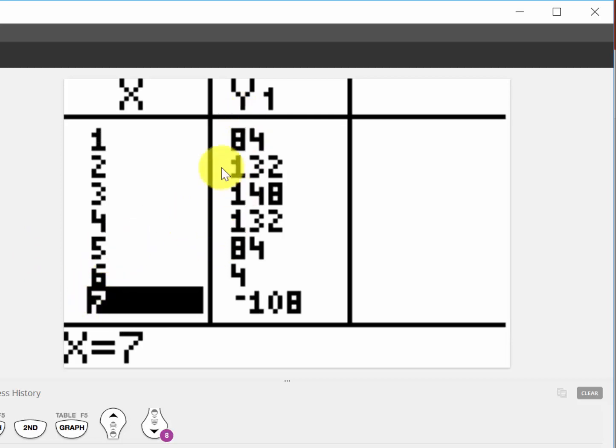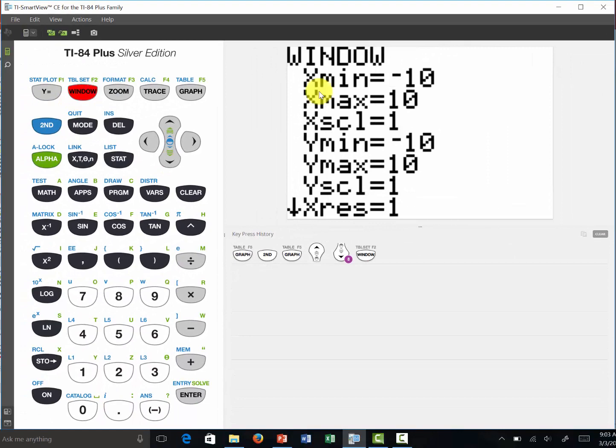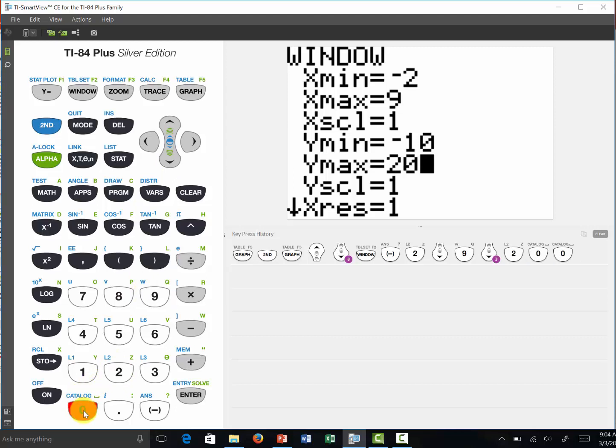Let's use these values to set our viewing window. So I'll go to window. There was an x-intercept between 0 and negative 1. So let's let the x-min be negative 2 and the x-max be a couple more than 7, let's say 9. The highest was 148, so let's go to 200. And I want to see the x-axis, so I'm going to let my y-min be negative 20. We'll see what that looks like. We're going to count by 25. We hit graph.